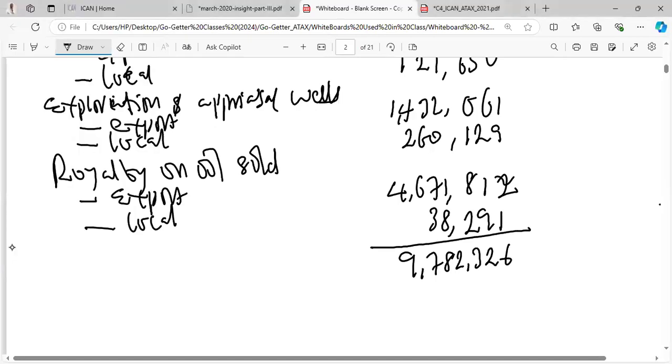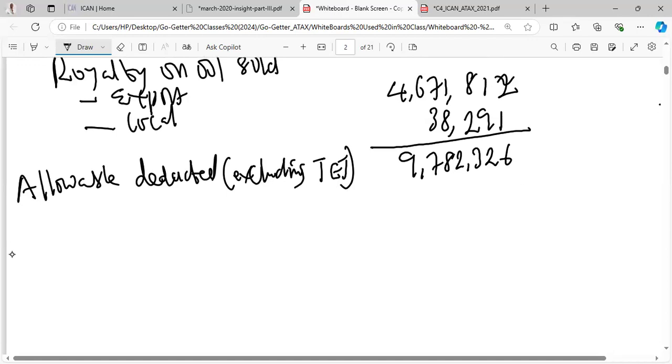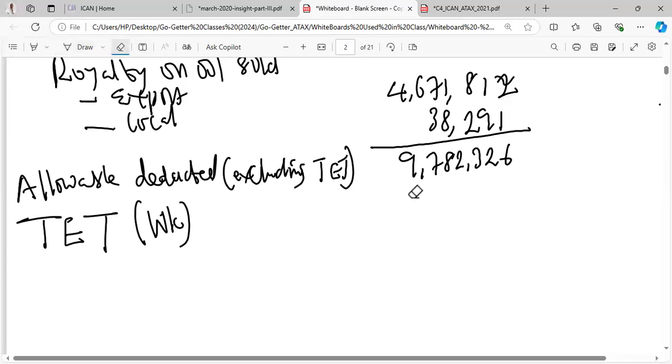This one is allowable deduction excluding tertiary education tax. So we will now look for tertiary education tax. The way I'm doing this is how you should do it. This tertiary education tax is also part of it. So tertiary education tax, you have to do it by workings. Now, when we get our tertiary education tax, we are going to add it here.